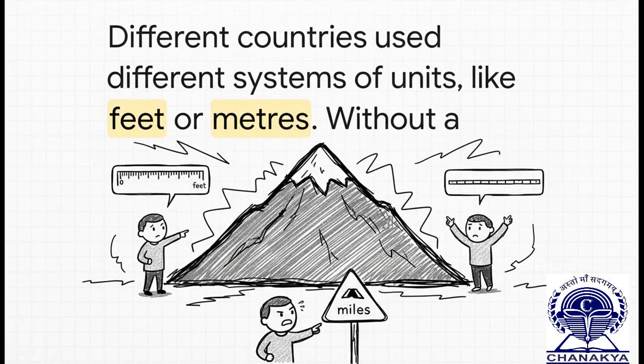Just imagine trying to plan a mountain climb if one person is talking in feet, another person's using meters, and a third is thinking in miles. It's the same mountain, right? But the numbers just create total chaos. To build anything, to explore, to do any kind of science, we've got to be on the same page.